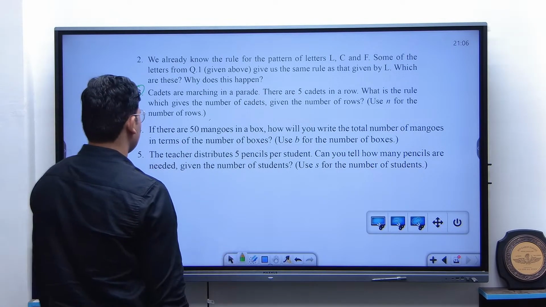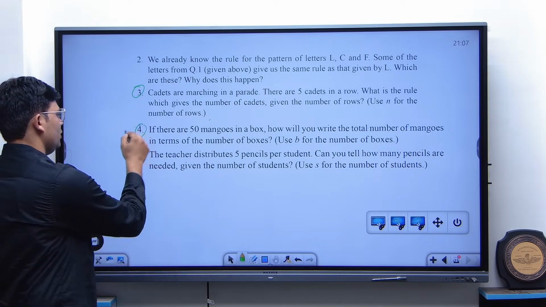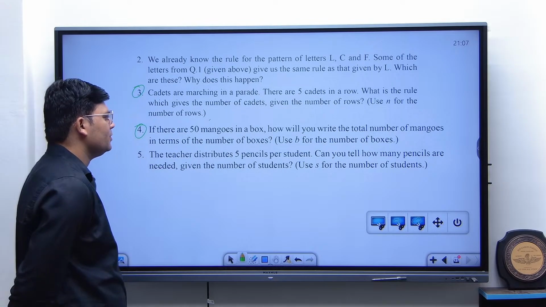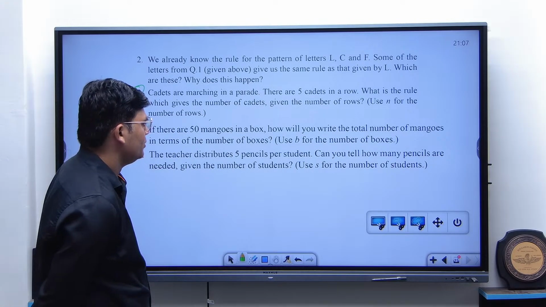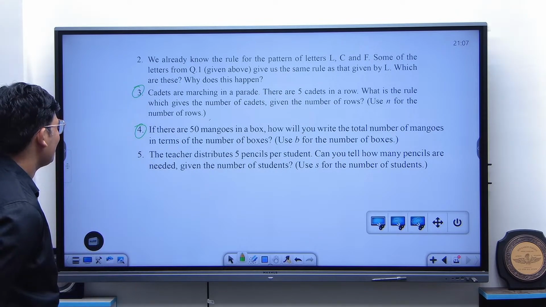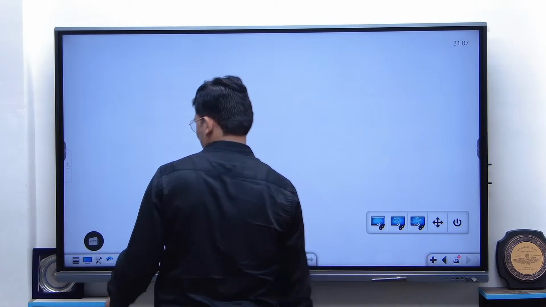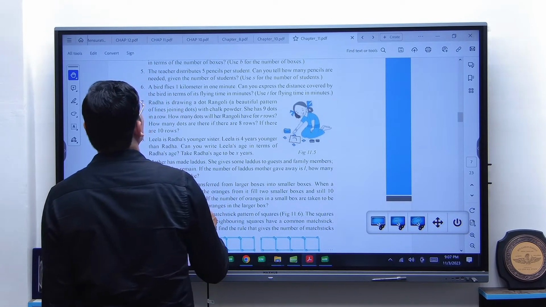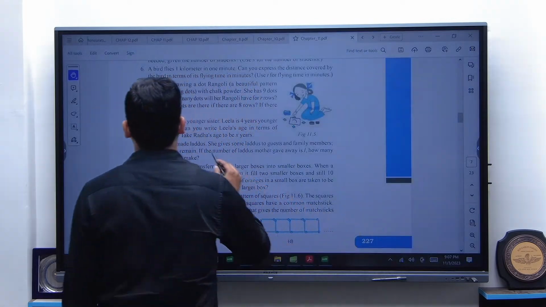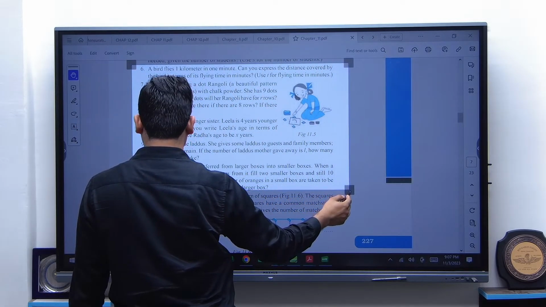Try to do this. Question number 4. If there are 50 mangoes in a box, how will you write the total number of mangoes in terms of the number of boxes? 50b. Okay. So I think I should take all these questions at once.